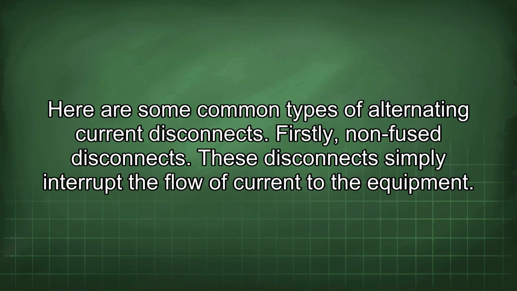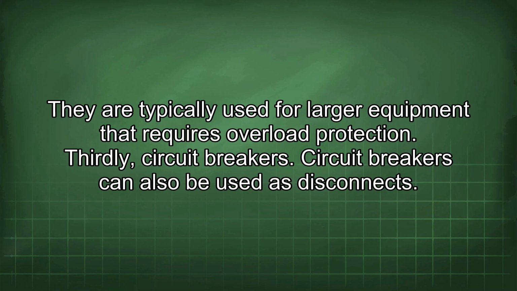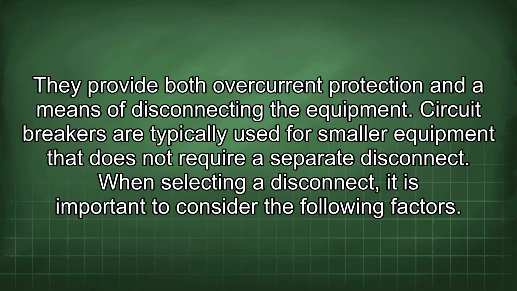Firstly, non-fused disconnects. These disconnects simply interrupt the flow of current to the equipment. They do not provide any overcurrent protection. Secondly, fused disconnects. These disconnects provide both overcurrent protection and a means of disconnecting the equipment. They are typically used for larger equipment that requires overload protection. Thirdly, circuit breakers. Circuit breakers can also be used as disconnects. They provide both overcurrent protection and a means of disconnecting the equipment. Circuit breakers are typically used for smaller equipment that does not require a separate disconnect.